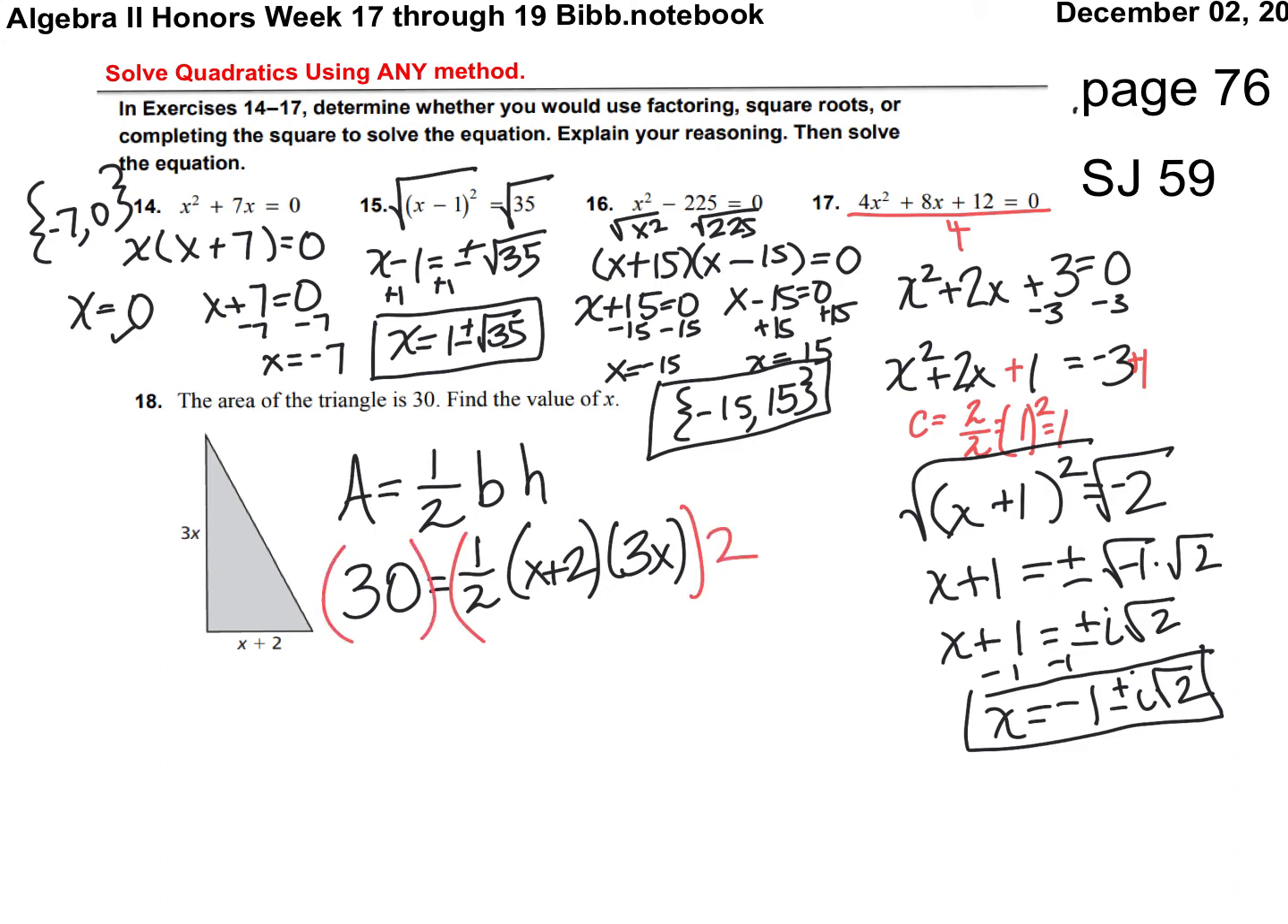Now, when I multiply the right side by 2, I can cancel out the 1/2. 1/2 times 2 is 1. And then I'm going to multiply the left side by 2, and that would give me 60. 60 is going to equal, and I'm going to go ahead and multiply these inside of those parentheses that I've created, the red ones on the right side. So I'm going to have 3x squared plus 6x.